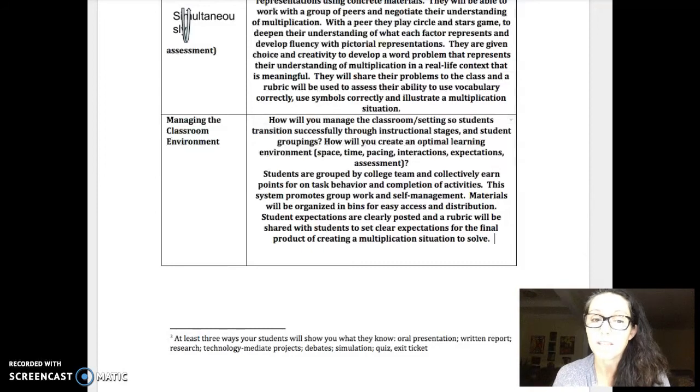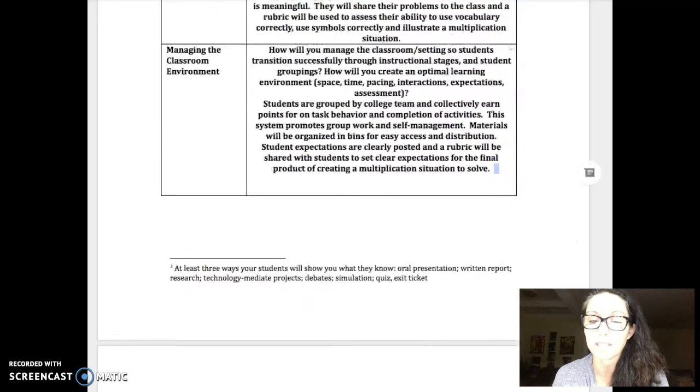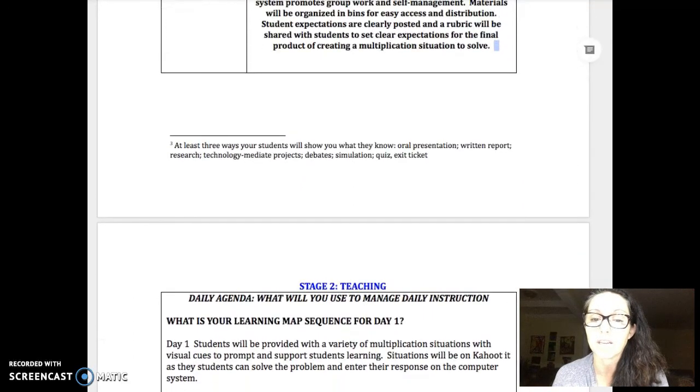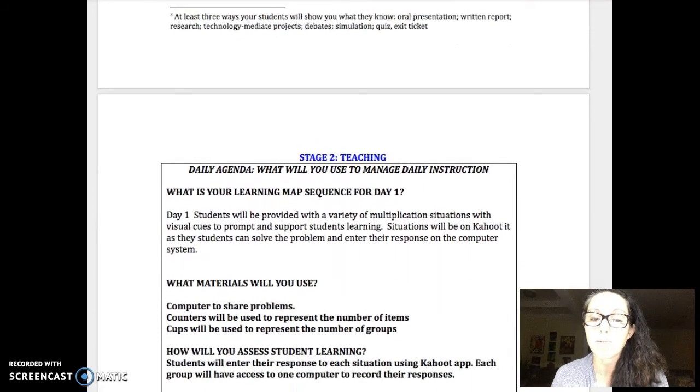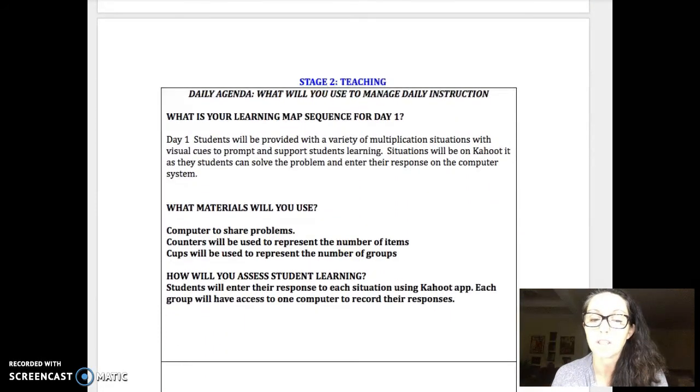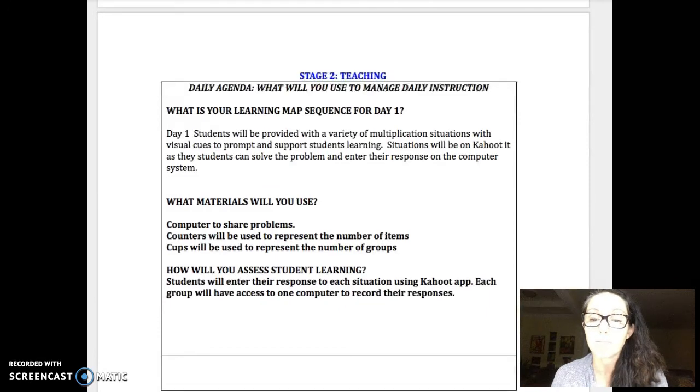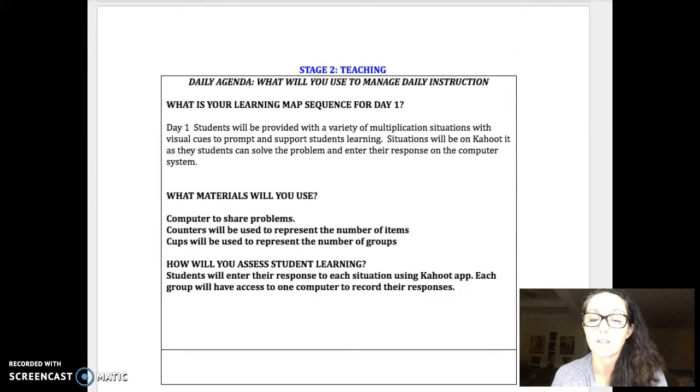All right, so now that I've thought about all these great activities that I want to do that help me teach my standard and assess my students' learning, stage 2 is the teaching stage. So this is going to be my 3x5 card, my quick sheet or agenda that I'm going to write on my board. It's going to help prompt me as a teacher in terms of what I need to do when I get in the classroom.